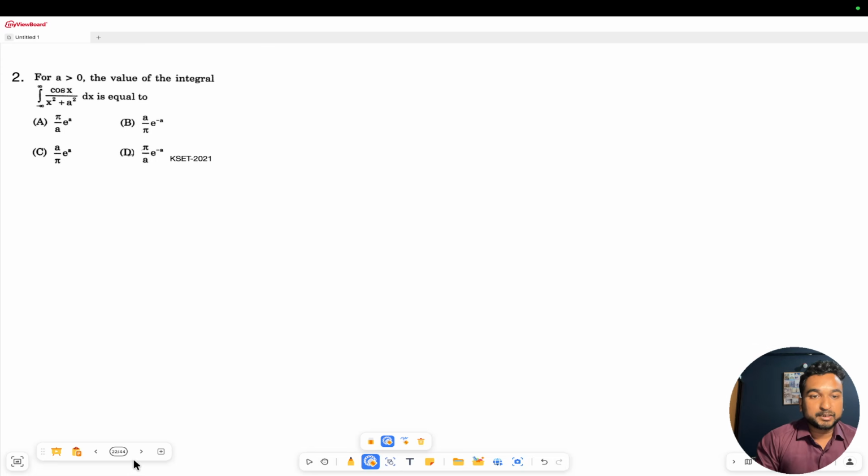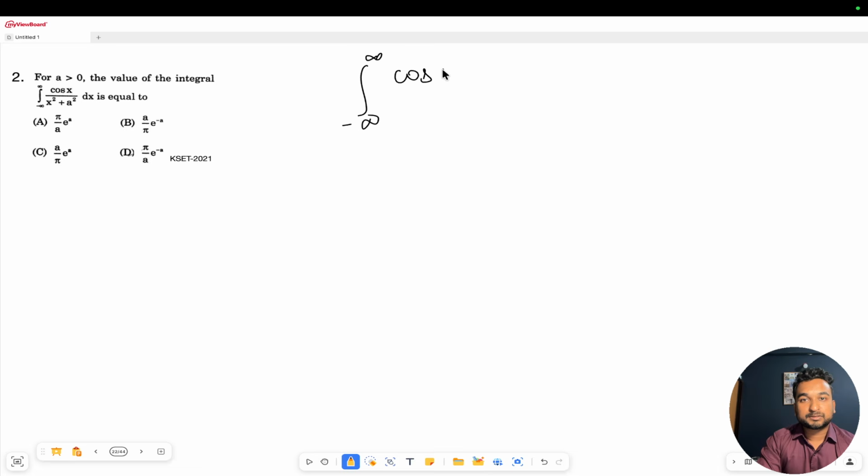Now this question is a difficult one, I would say, for those who have not prepared for a long time. In the exam, I will suggest you skip this kind of question, but now you can see. For these kind of questions, where the integral from minus infinity to infinity of cos ax upon x square plus a square dx is given, and a is positive.